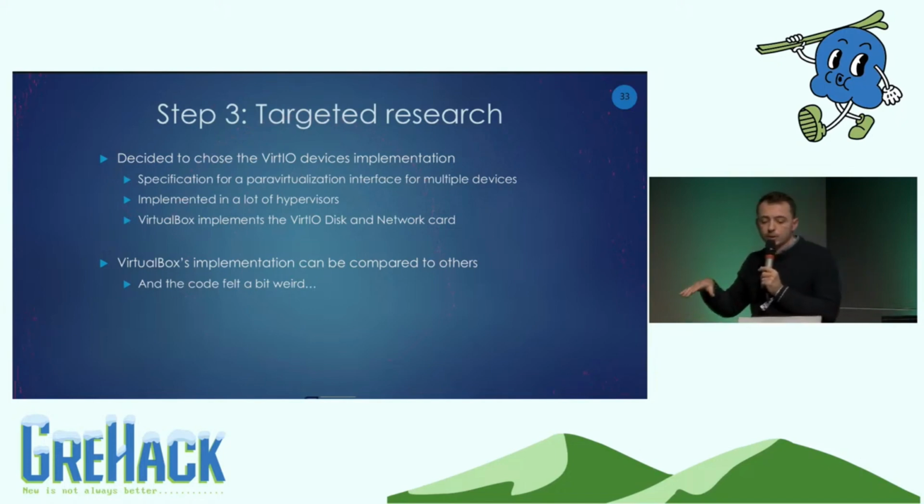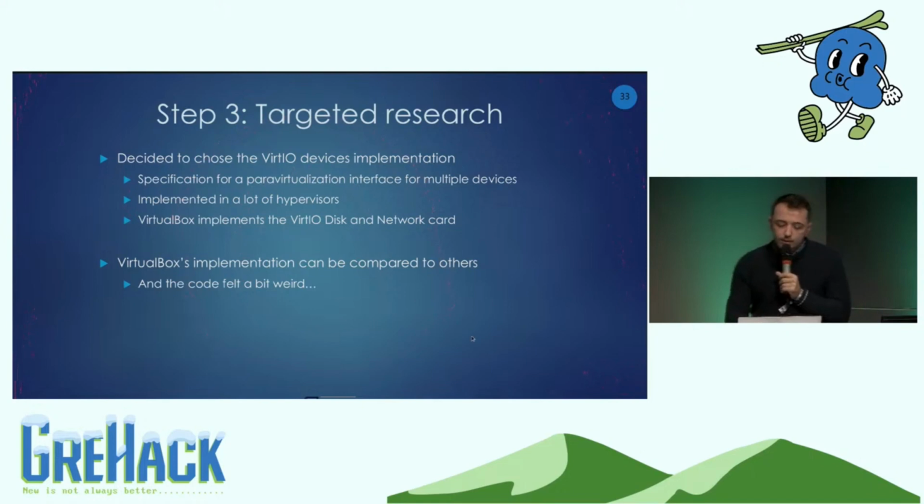For example, VirtualBox implements a Virtio disk and a Virtio network card, but there are more devices you can implement with this specification. For example, QEMU-KVM has more devices. This implementation is, of course, public, so multiple hypervisors implemented it. Originally, it was for QEMU-KVM, but VirtualBox implemented it, and some other hypervisors too.